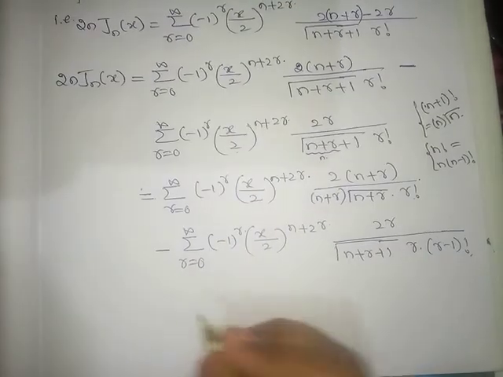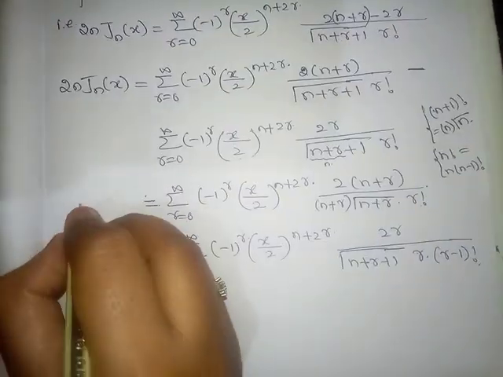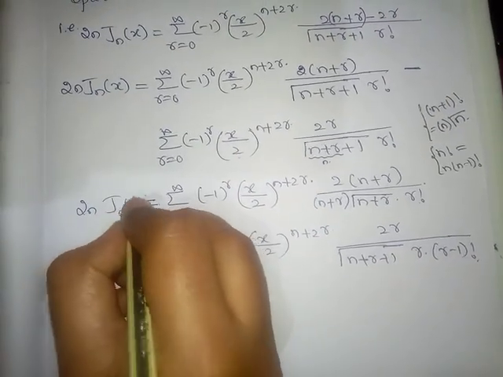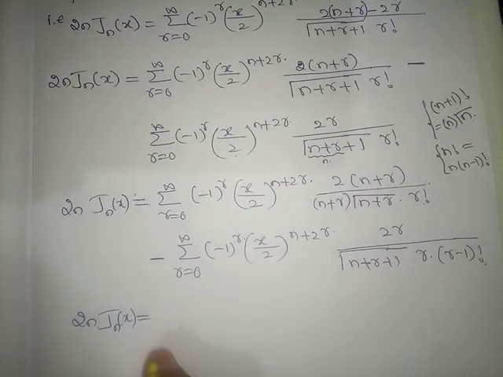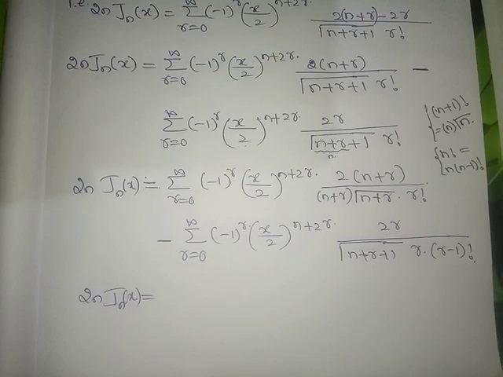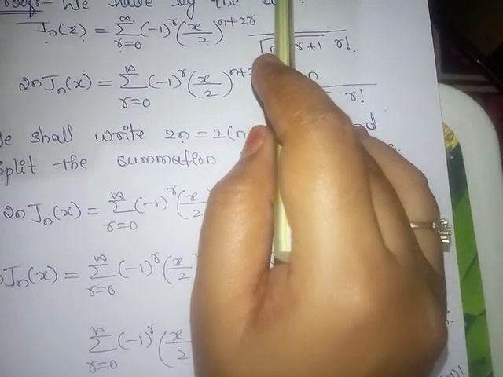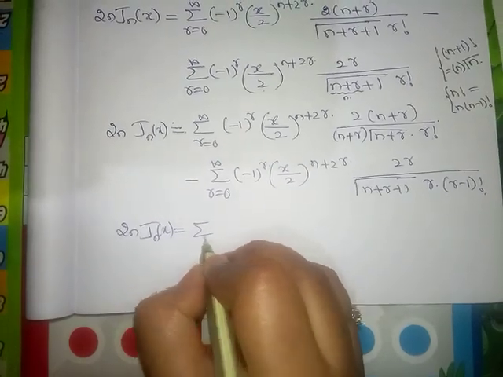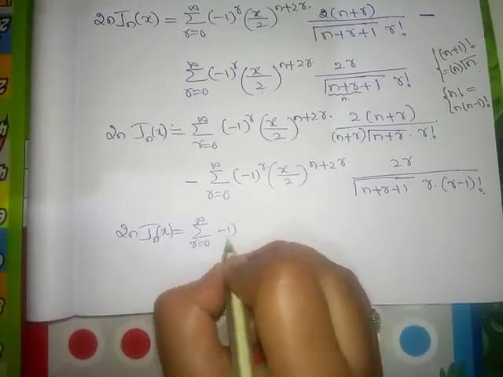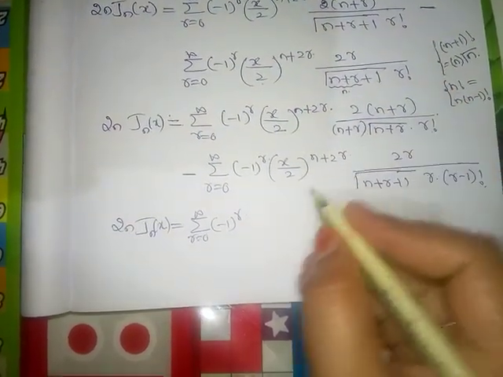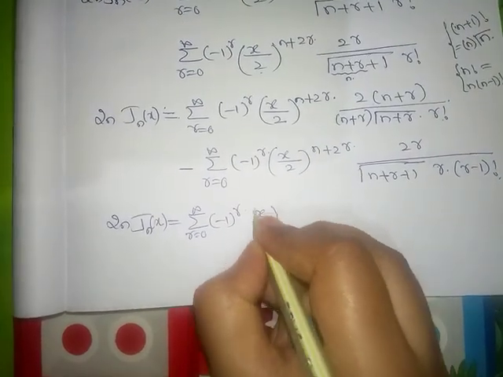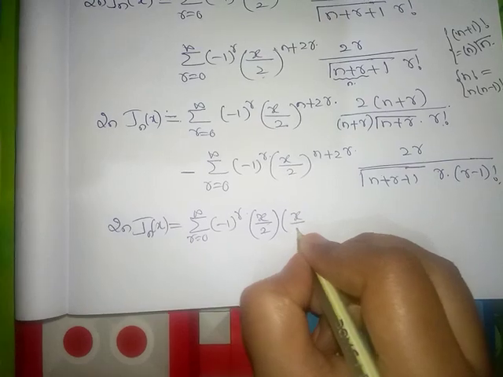Next, this is also 2n of Jn of x. Next, 2n Jn of x is equal to, now to get our required result, that is for Jn minus 1 of x and Jn plus 1 of x, I will consider summation r running from 0 to infinity of minus 1 raised to r. Here I am simply multiplying x by 2 to these two terms, x by 2 into x by 2.